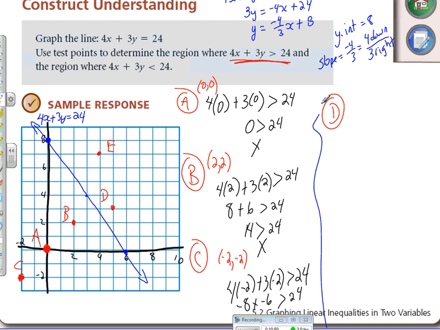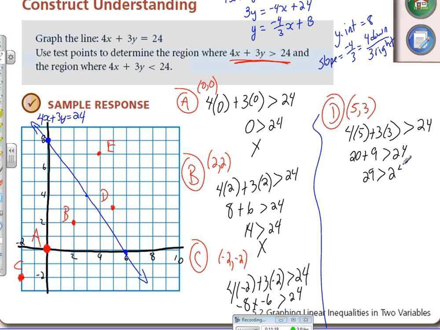D. D we said was going to be 5, 3. Well, let's plug it in and see. So 4 times 5 plus 3 times 3, is that one greater than 24? We get 5 times 4, 20, plus 9, 29 is greater than 24. This one satisfies that. So we know that point D is in the region where we've got 4x plus 3y is greater than 24.